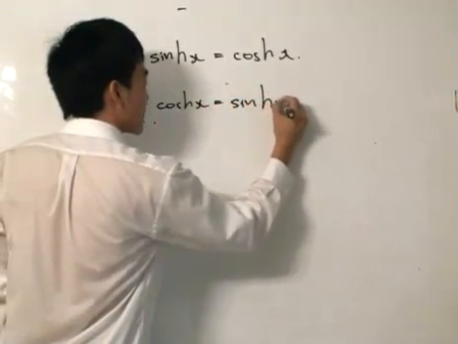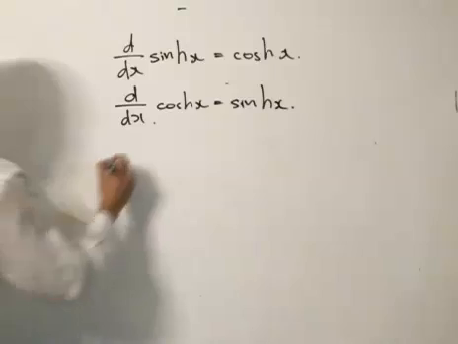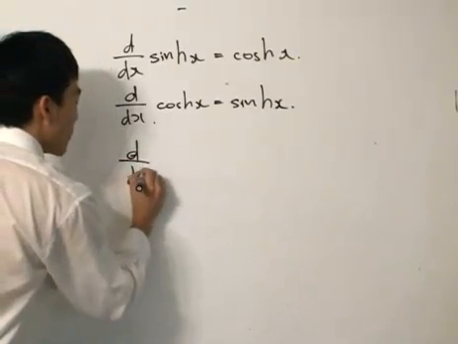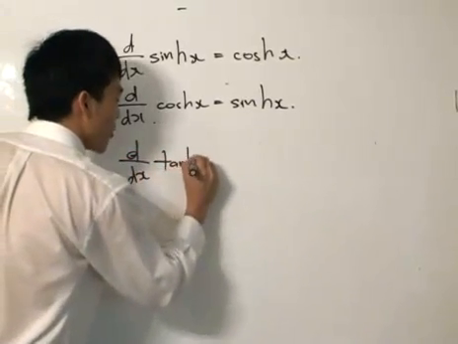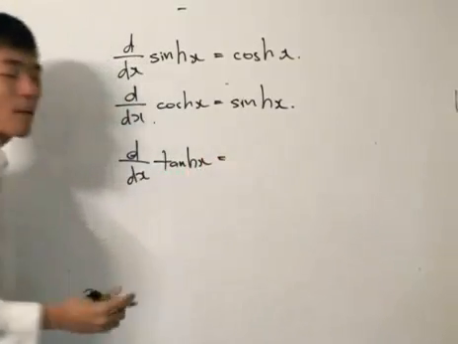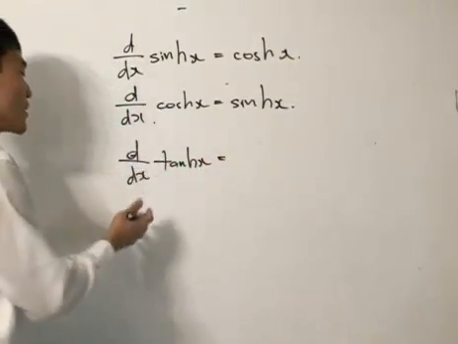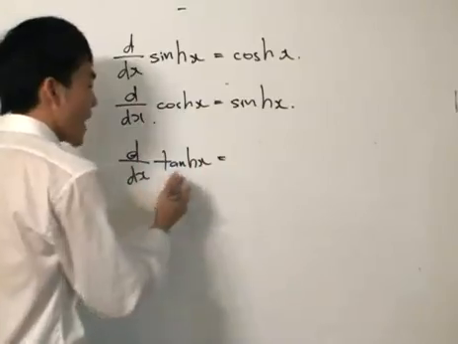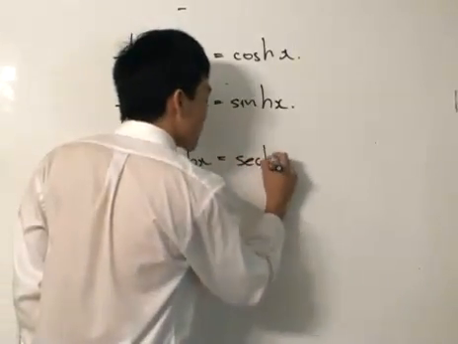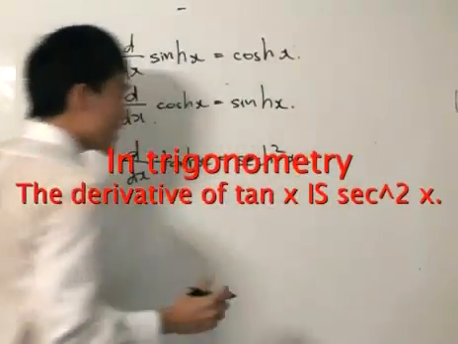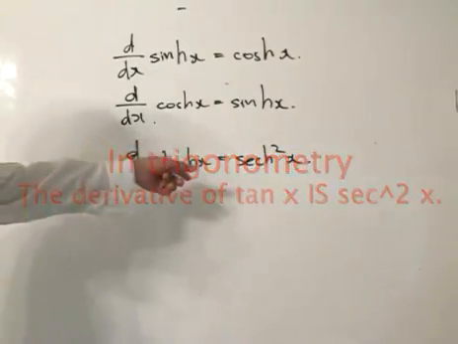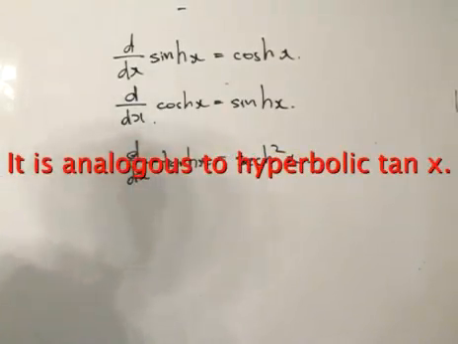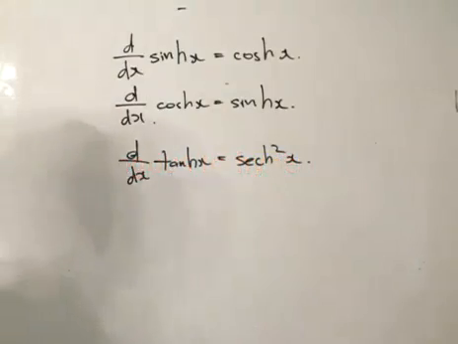And the last one is that if we differentiate hyperbolic tangent, I'm not too sure what the nickname for it is, so if you want, you can let me know. We differentiate hyperbolic tangent with respect to x, we get hyperbolic secant squared x. The only difference is that for trigonometry, there's a minus sign, if I'm not wrong. So right now there's no minus sign. Okay, these are the three basic results.